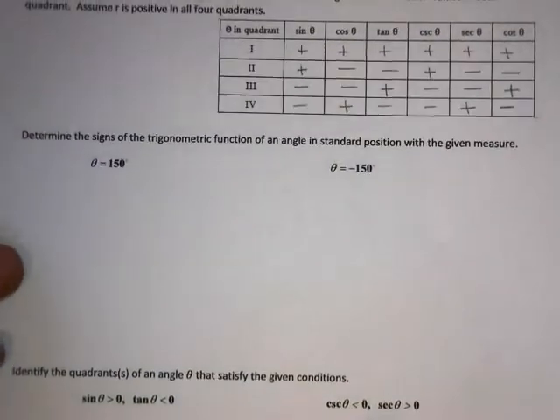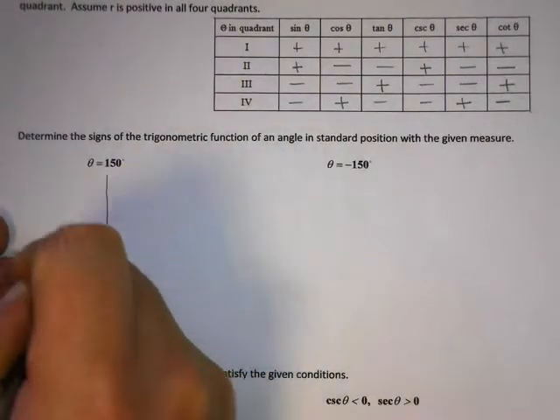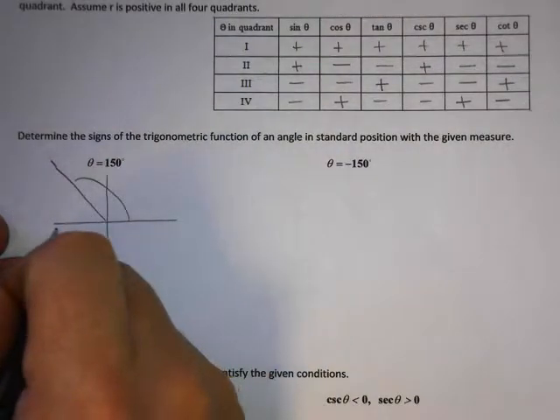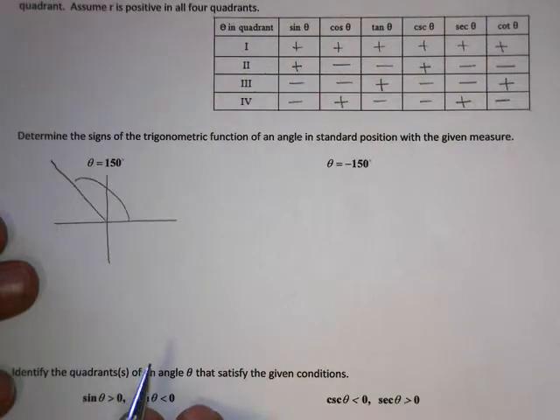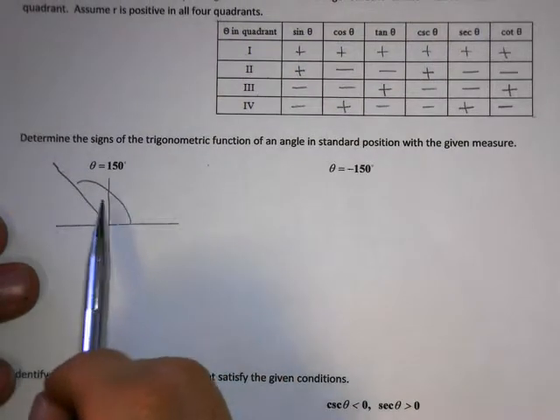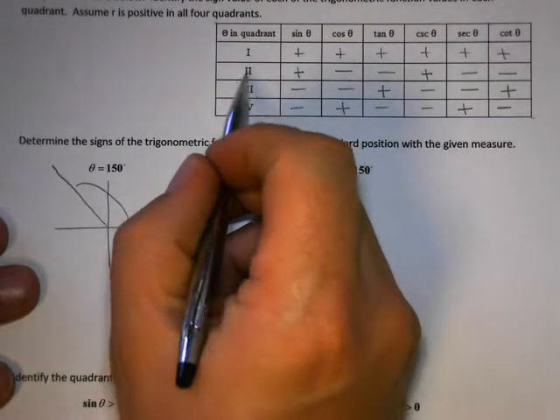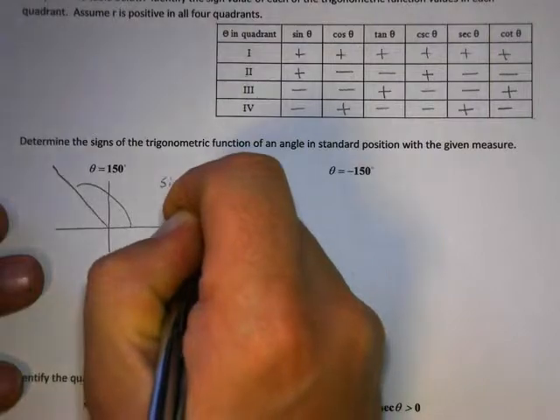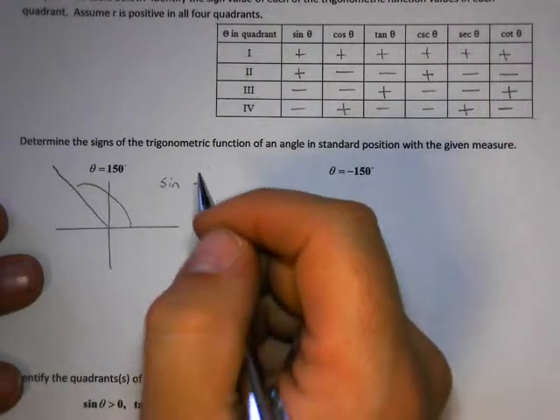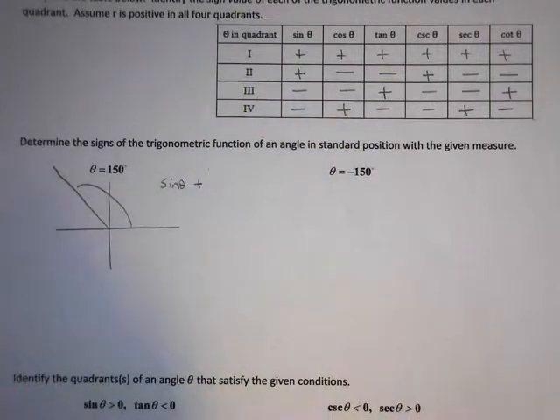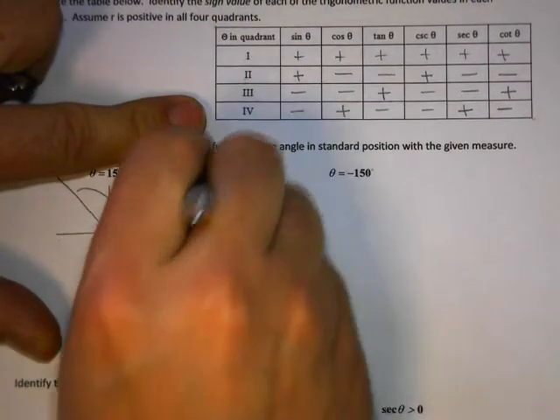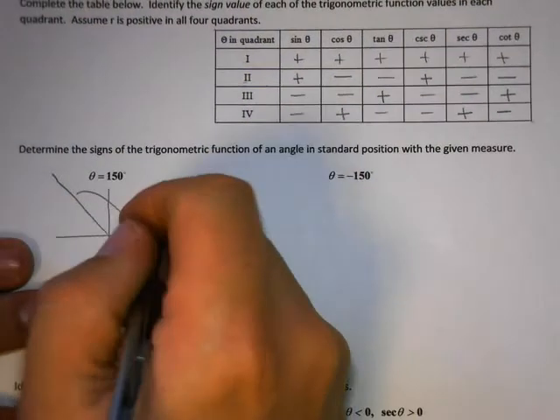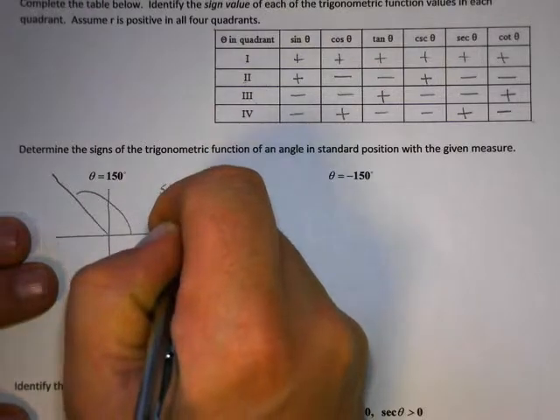150 degrees is going to be in the second quadrant, so it's a negative x, positive y. And if you want to determine the signs of the trig functions, since we're in quadrant 2, it's going to be the same as up here. Your sine is positive, so we could say sine theta is going to be greater than 0, positive, and cosine theta is going to be less than 0, negative.